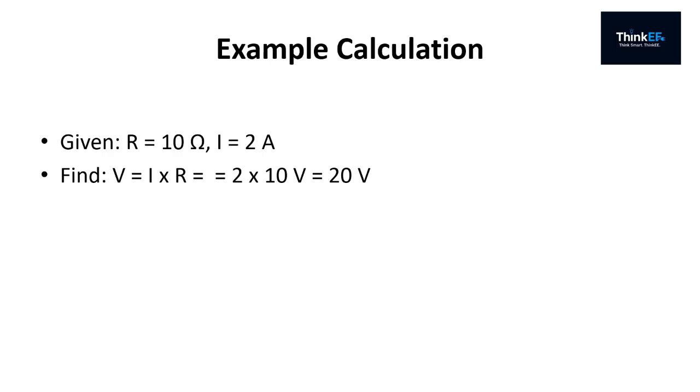Let's go through an example problem. Let's look at a quick example. Suppose we have a resistor of 10 ohms and a current of 2 amperes flows through it. Using Ohm's law, V = I × R, that is 2 × 10, that gives 20 volts. That means the voltage across the resistor is 20 volts.